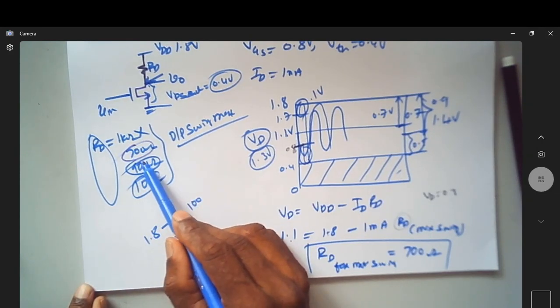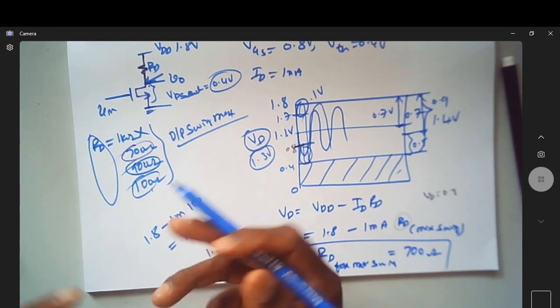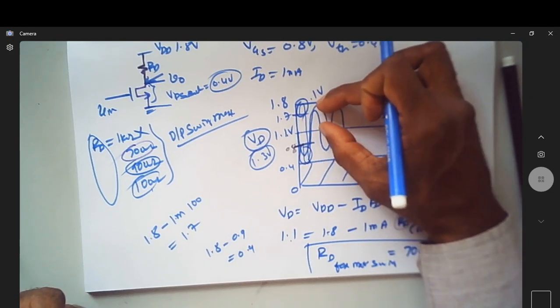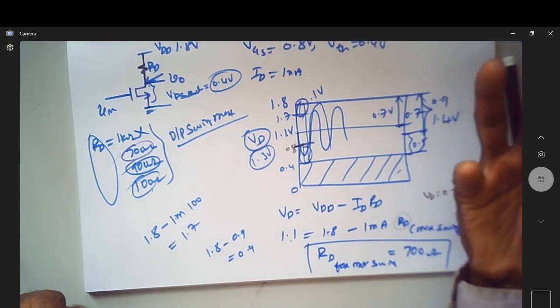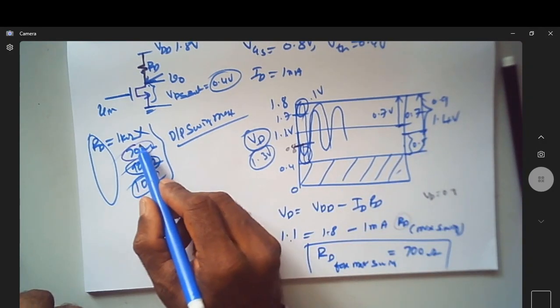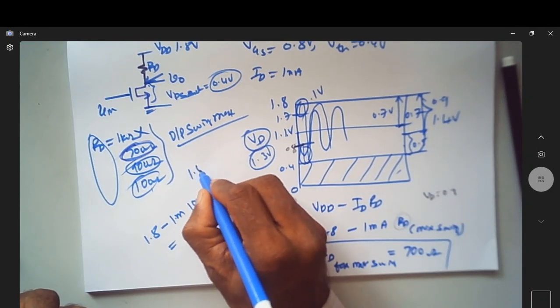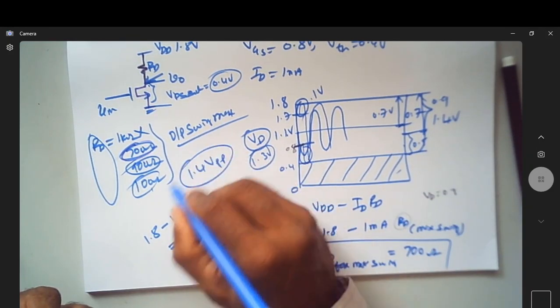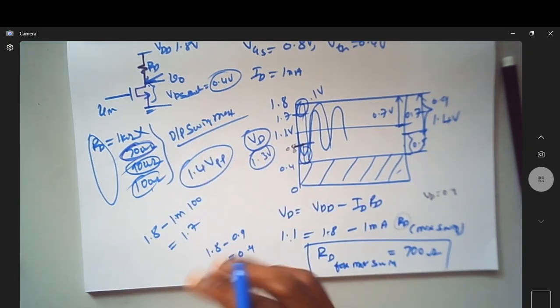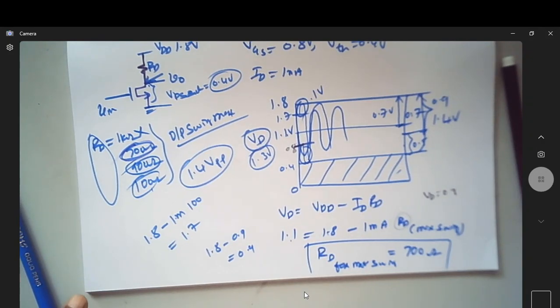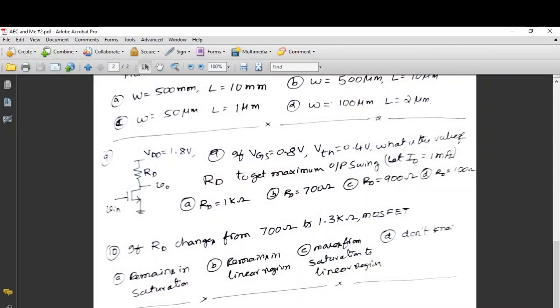1K, 900 ohm or 100 ohm will give maximum swing. When I say maximum swing, both the positive and negative swing should be equal. So if you have 700 ohm as the value of RD, that will give a 1.4 volt peak to peak swing of equal positive and negative halves, that is 0.7 plus 0.7. So the answer for this is 0.7K, that is 700 ohm.